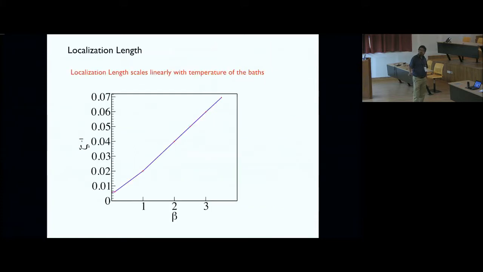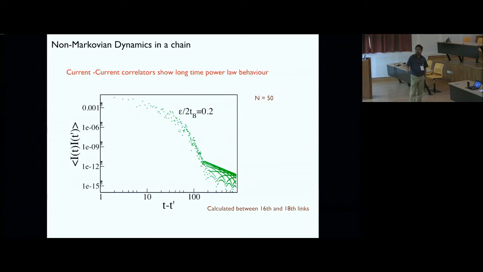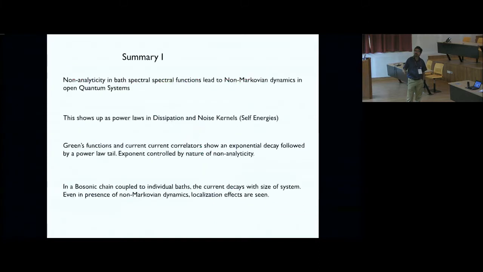If you just look at the scale, you will see that the inverse scales with beta. So the localization scale is linear. I mean, this is not localization in the standard sense you think of localization, I would agree with that. But the scale over which the current falls increases linearly with the temperature of the baths. And again, if you look at current correlators, you will see similar behavior. There is still a non-Markovian tail. Depending on what value of coupling you have, you might have to go to very large times to see that. Okay, so this is the summary of the first part.